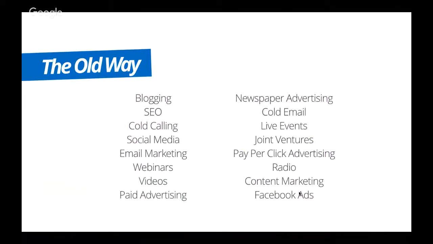This is the old way of growing a business and prospecting. These are all the things you can do. And businesses try to do a bit of everything, and they really don't get good at anything. So there's blogging, there's SEO, cold calling, social media, email marketing, webinars, videos, paid advertising, the list goes on. And this is probably 25% of the stuff you can do. I've just written the big ones here. So that's the old way, trying to do lots of things, like a shotgun, just spray it everywhere and see what gets hit.